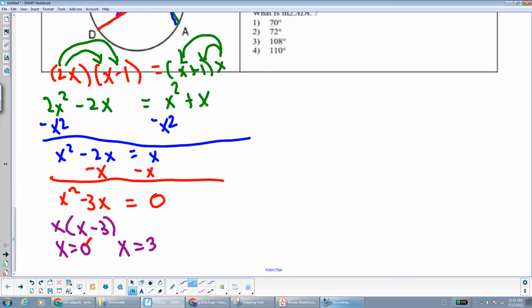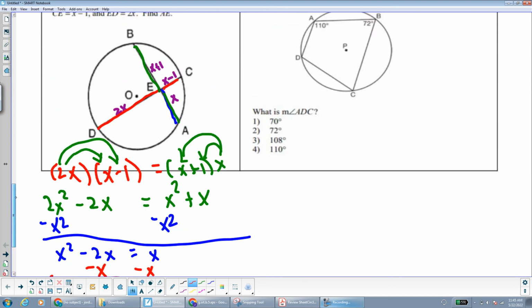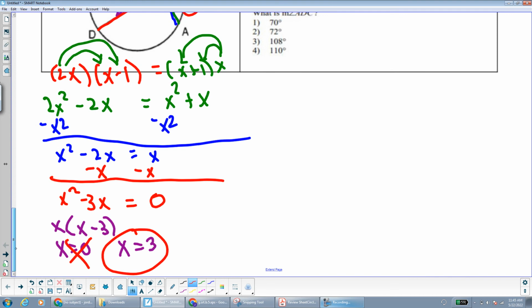So we're going to reject the 0 just like we often reject the negatives in geometry because we're talking about shapes and segments and objects. And if those were negative, you wouldn't be able to see them either. They wouldn't be able to be drawn. So we have our solution here, x equals 3. And that is the length of AE that we are looking for. Okay, if anyone needs the work, you could pause right now.